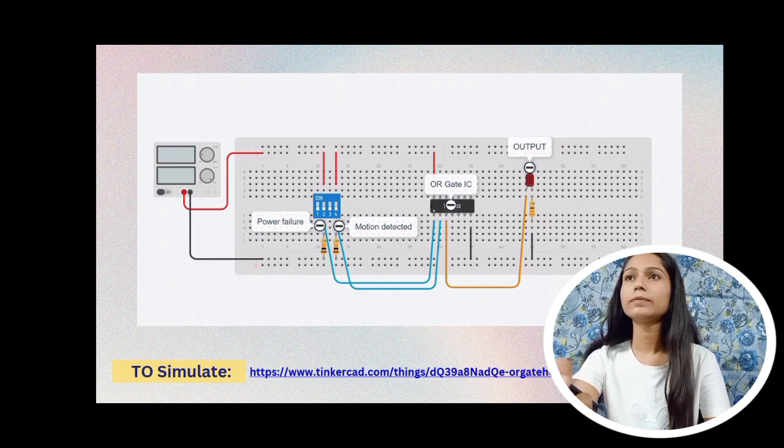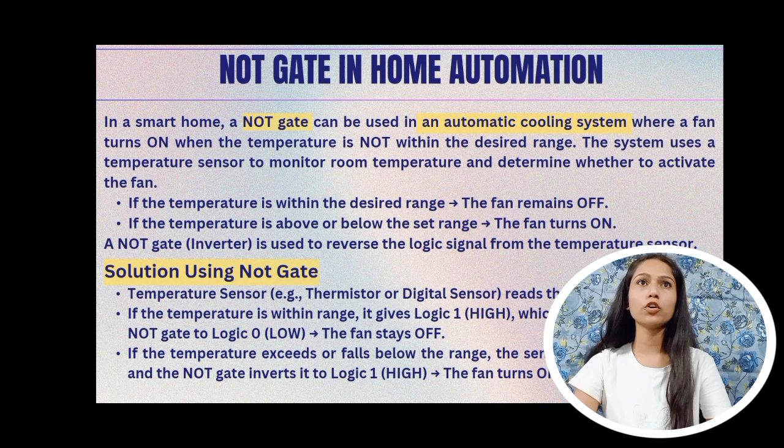Now, NOT gate in home automation. In a smart home, a NOT gate can be used in an automatic cooling system where the fan turns on when the temperature is not in the desired range. The system uses a temperature sensor to monitor room temperature and determine whether to activate the fan. If the temperature is within the range, the fan remains off, and if the temperature is above the set range, the fan will turn on. A NOT gate is used to reverse the logic signal from the temperature sensor.